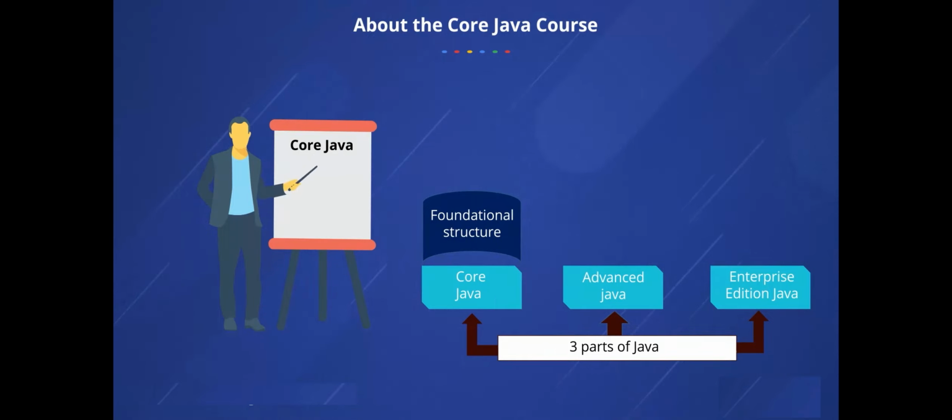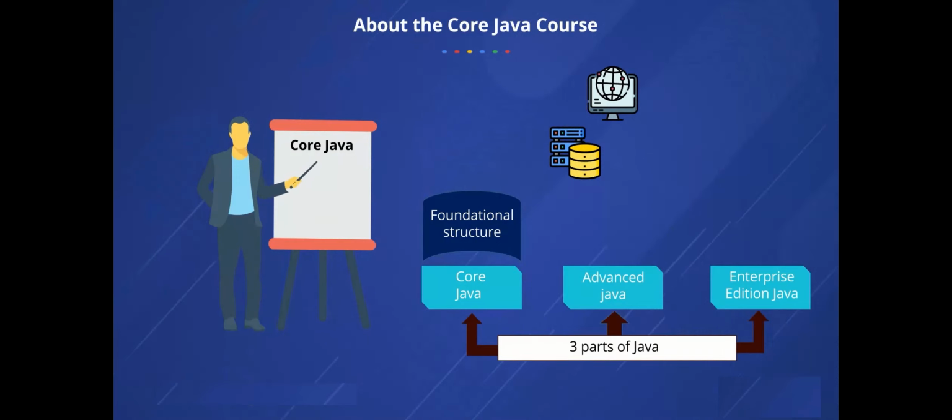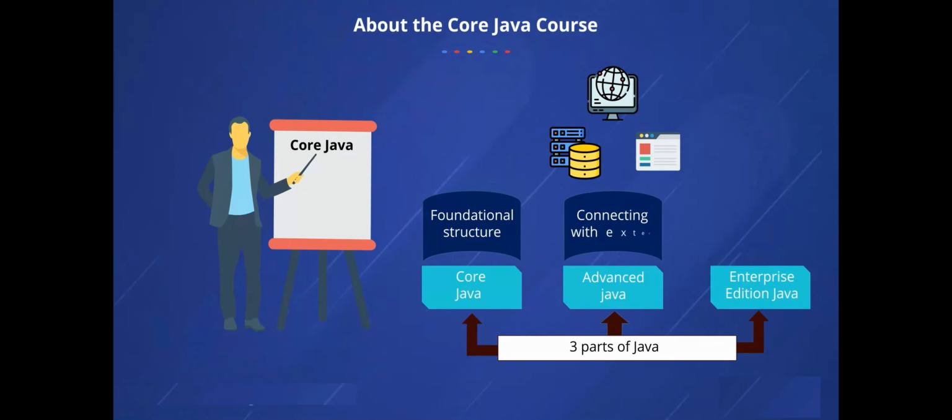Whereas advanced Java talks about how to do remote method invocation, how to do database connectivity, and how to create web pages using Java and do something like a request-server model. All that which is beyond just programming in your system, something connecting to external systems, will come under advanced Java. Enterprise Java is more about how you build things on enterprise platforms. All that will come under there.